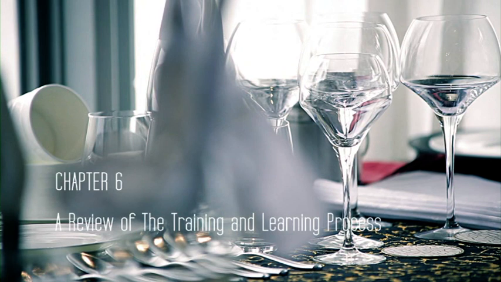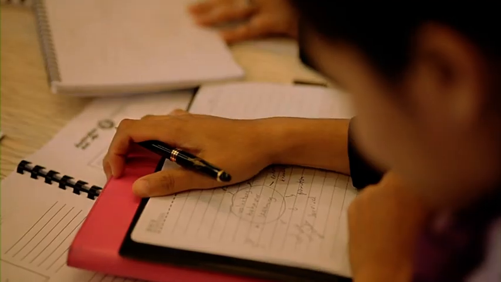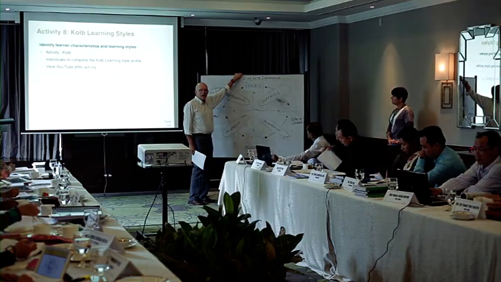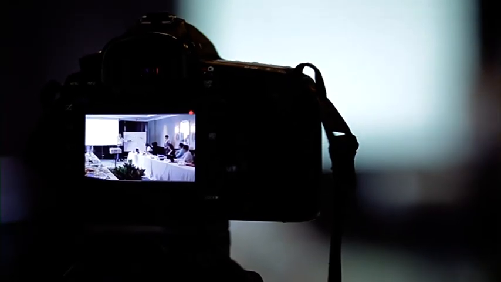Chapter 6. A review of training and learning process. This chapter explains that in every training environment, students will experience different types of learning style. To emphasize this point, I used an activity written by a man called Kolb.